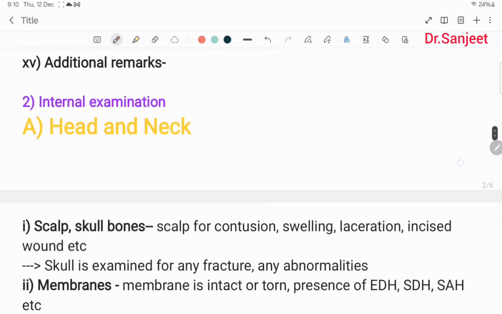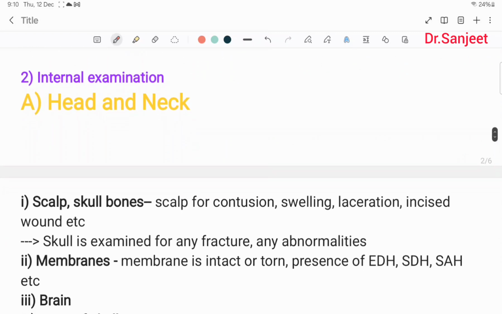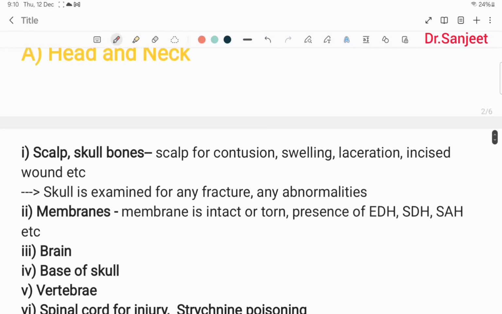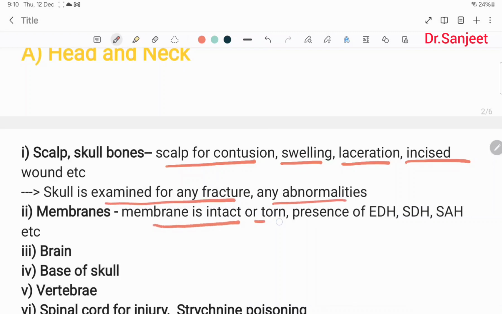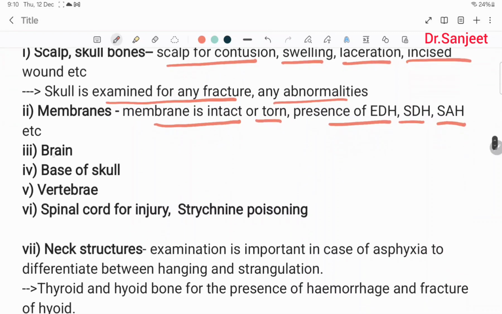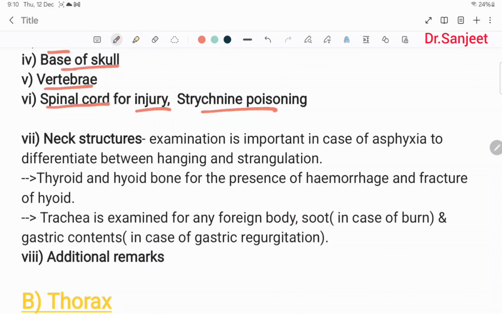Then additional marks. Then internal examination. First head and neck: scalp, skull bone. Scalp for contusion, swelling, laceration, incised wound, etc. Skull is examined for any fracture, any abnormalities. Membrane is intact or torn. Presence of extradural hemorrhage, subdural hemorrhage or subarachnoid hemorrhage. Then brain, then base of skull, then vertebra, then spinal cord for any injury or strychnine poisoning.